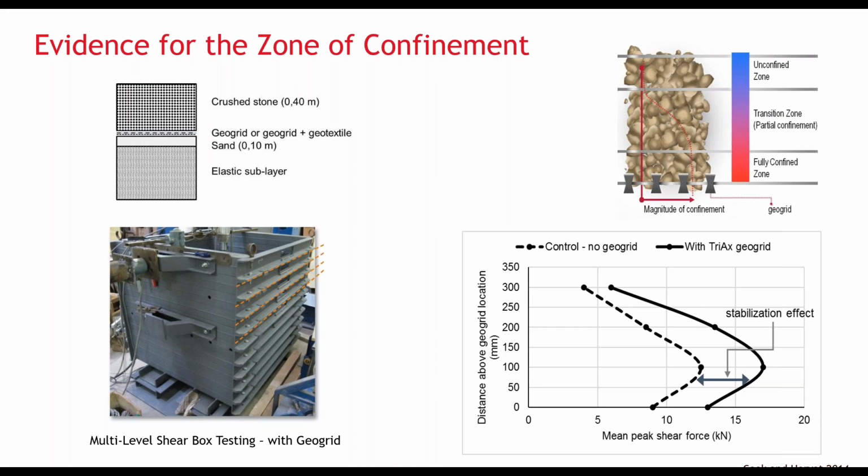In the chart here, we see typical results. The vertical axis is the level above the grid location.